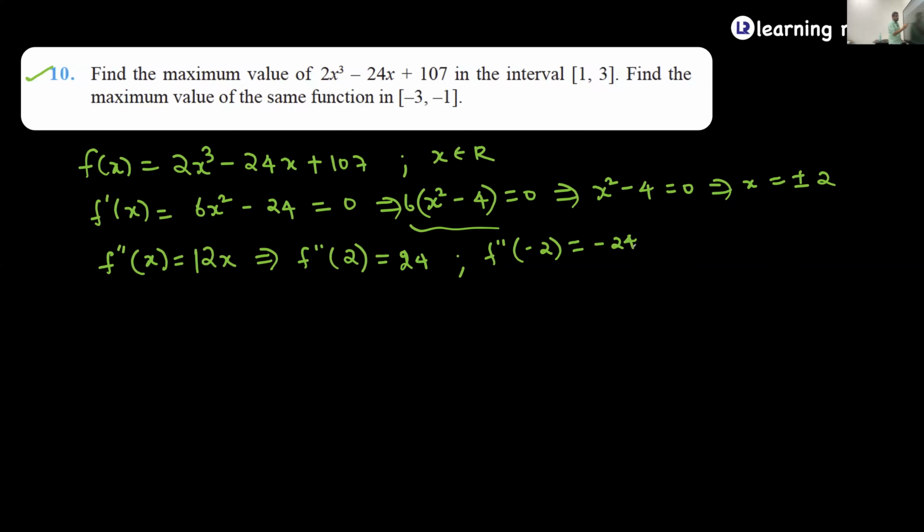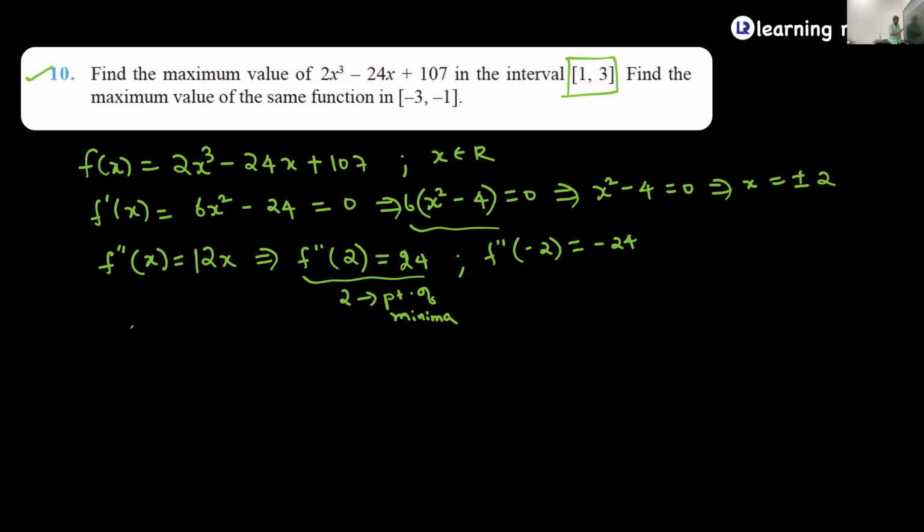Now listen to this carefully. f double dash of 2 is 24 means 2 is going to be the point of minima. But what is the question? They're asking us the maximum value. So I don't have a number which falls between 1 and 3 where I have the maximum value. So what do we need to check?